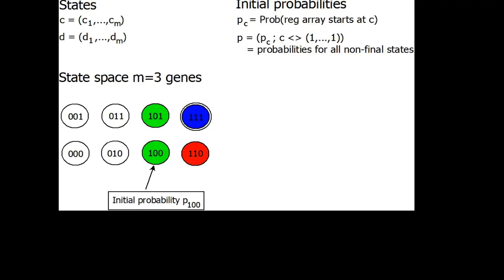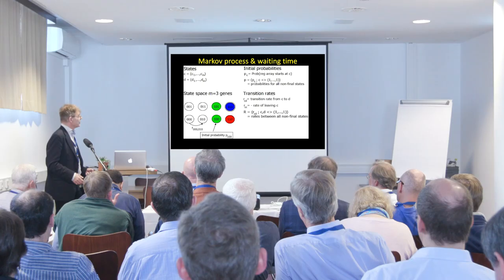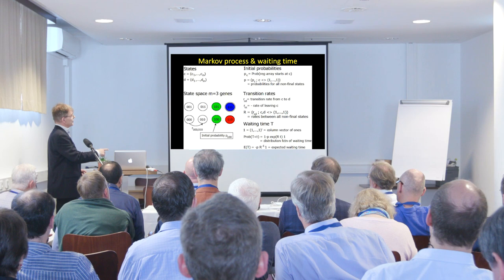between all pairs of states. And we compute the transition rates between all non-final states and put them into a matrix. And also along the diagonal, we take minus the rates of leaving each state. And that gives us not only the expected waiting time, but also the distribution of the waiting time. That's the time until a Markov process hits the final state. It's called a phase type distribution. And it can easily be expressed in terms of the vector P of initial probabilities of the non-final states. That is where we start.